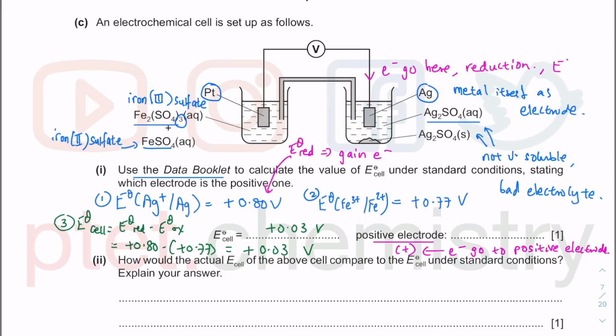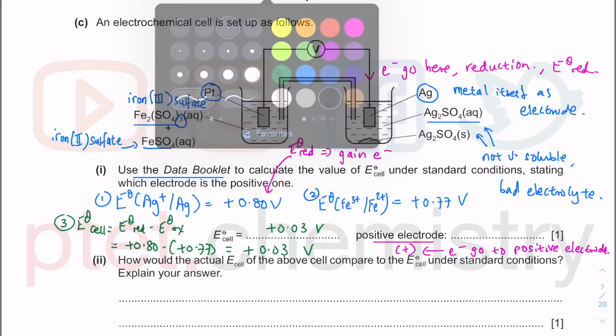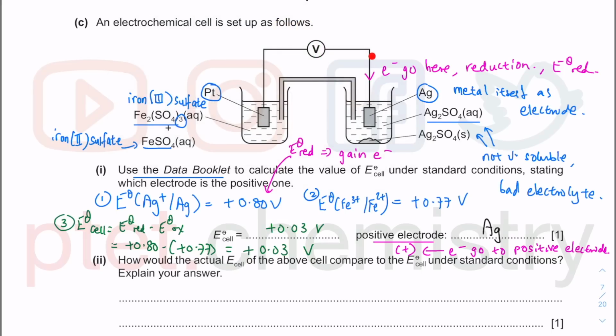It's the E red. And if electrons come here, electrons are negatively charged. This makes the silver electrode the positive electrode. So the answer there must be silver electrode because electrons come here and you lose the electrons from the iron 2, iron 3 system here. Okay.